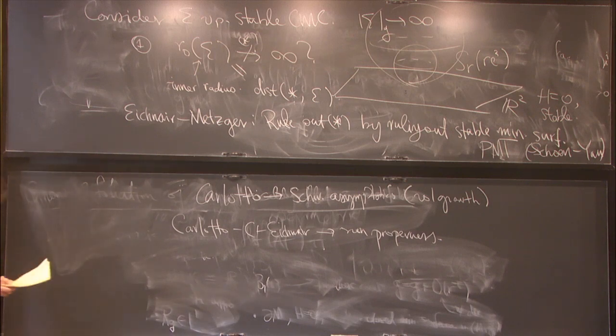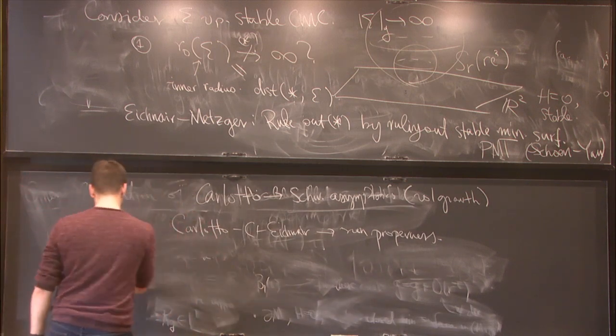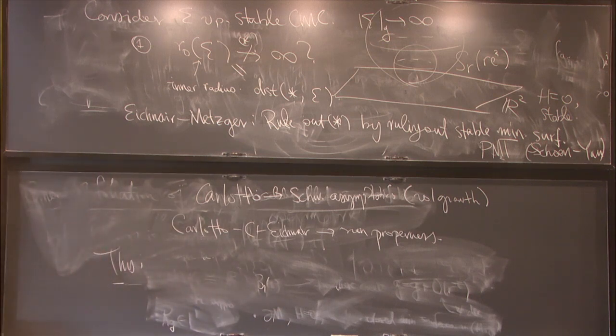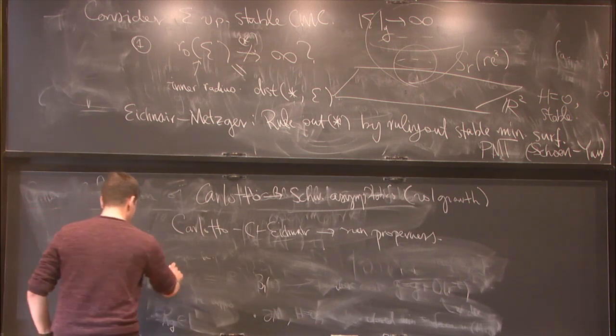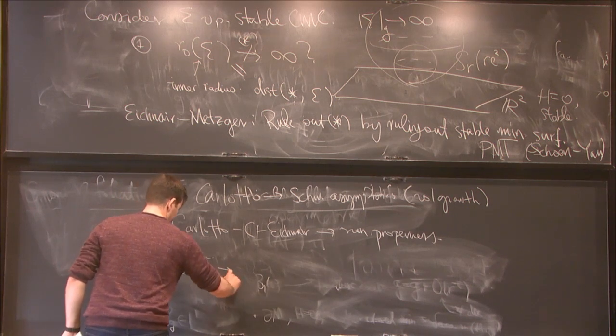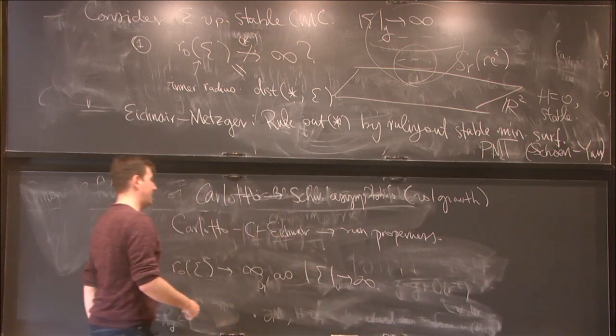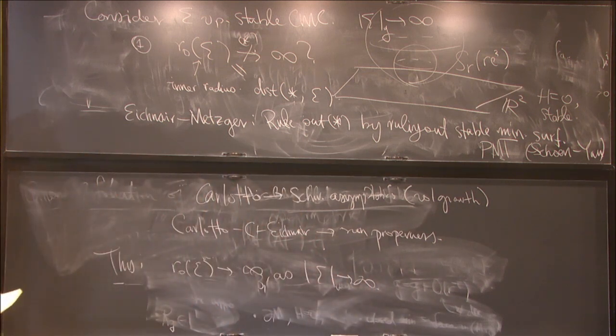Okay. So cool. This pseudo sketch proves that as the stable CMC surfaces get bigger and bigger, the inner radius gets bigger and bigger. Because otherwise you could take the limit and find a stable minimal surface and rule that out using some souped up PMT mechanism. Okay.